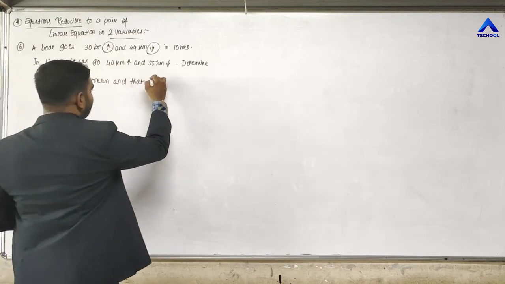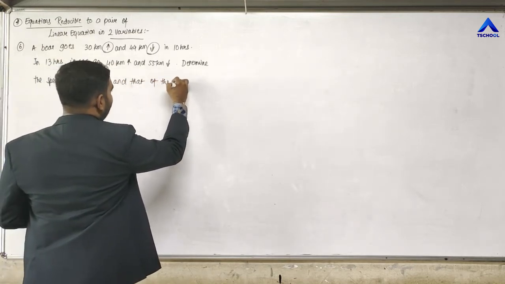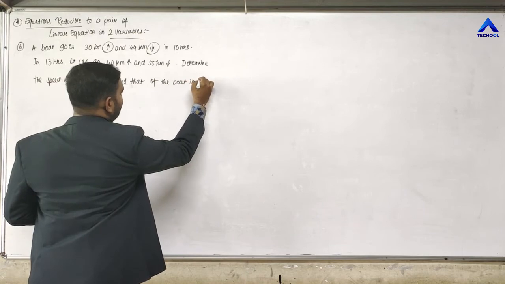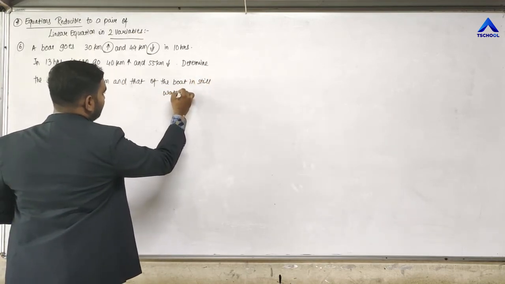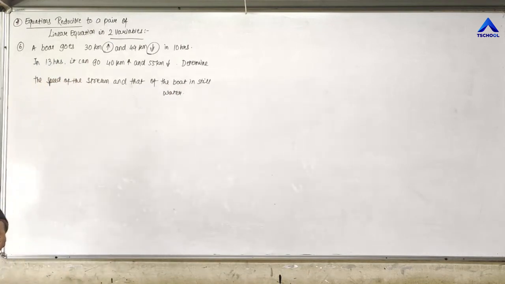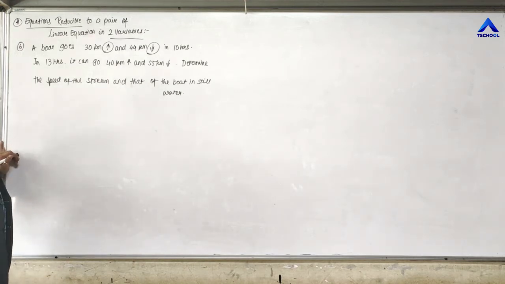and that of the boat in still water, right? So we are having this condition that a boat goes 30 km upstream and 44 km downstream in 10 hours. In 13 hours it can go 40 km upstream and 55 km downstream. Determine the speed of the stream and that of the boat in still water.